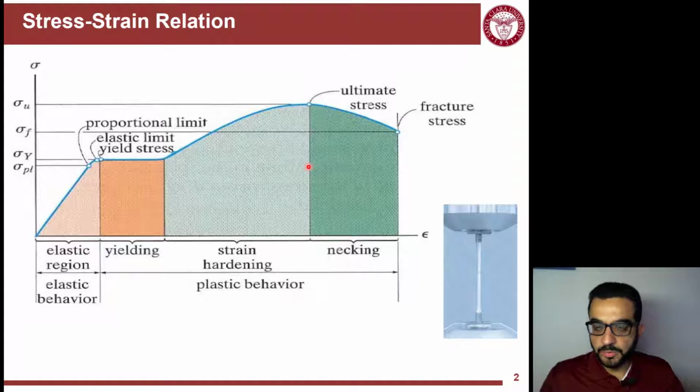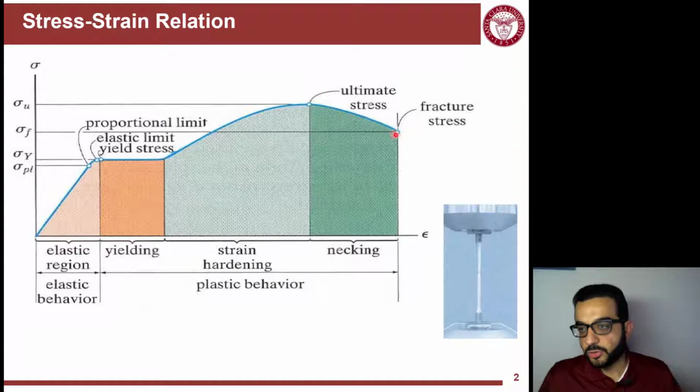We have seen in the first part the elastic region, a linear relationship, then the end of this linear relationship, the proportional limit. In some materials you cannot really find the end of the elastic limit, so you represent it with the yield stress. Then you have the yielding, and then the hardening here, and we'll see why it's called hardening. Once you reach the ultimate, you go to fracture stress.